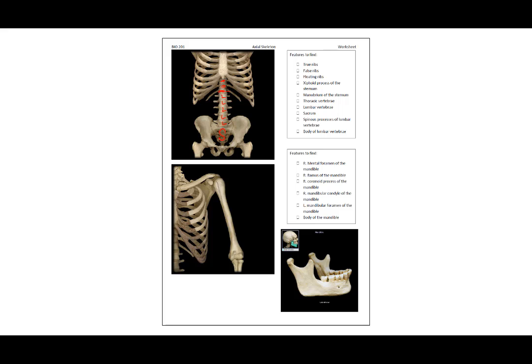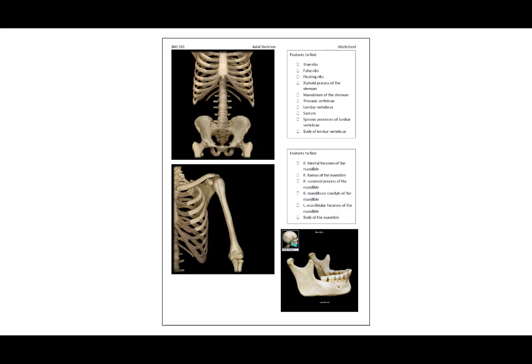And the sacrum forms the posterior part of the pelvic girdle. We can see the spinous process of the lumbar vertebrae? We cannot see that in this picture. We do see the transverse processes of the lumbar vertebrae, but we don't see the spinous process. And we do indeed see the body of the lumbar vertebrae.